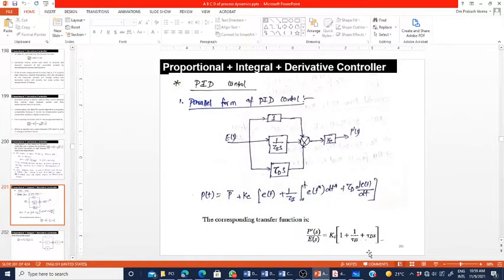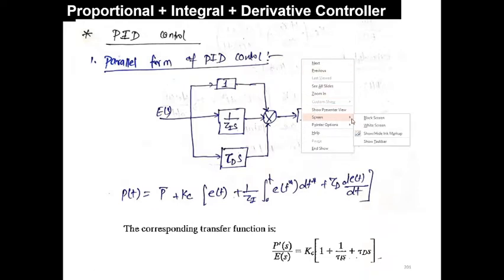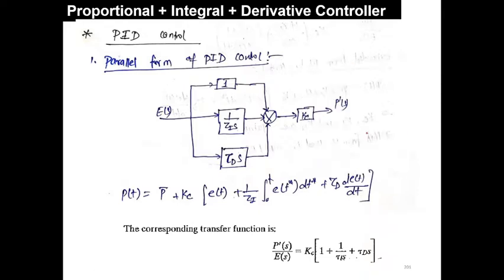So our next discussion is the PID controller. You can see the advantage and disadvantage of the proportional, integral and derivative controller. Based on that, we are going to hybrid the properties of the proportional, integral, derivative, and we can design the PID controller in different forms, either in the series form or in the parallel form. Here we have shown the parallel form.